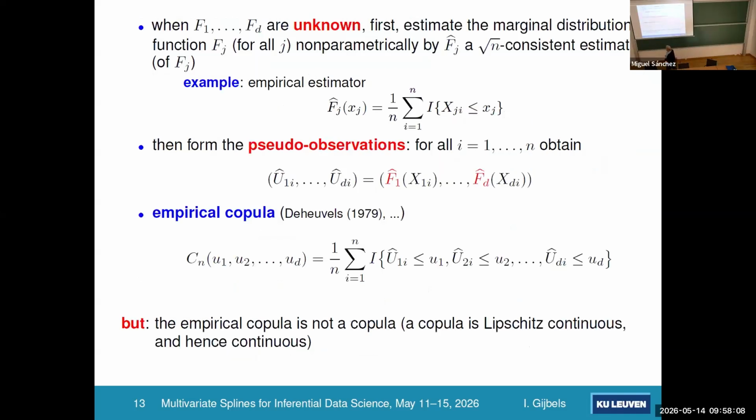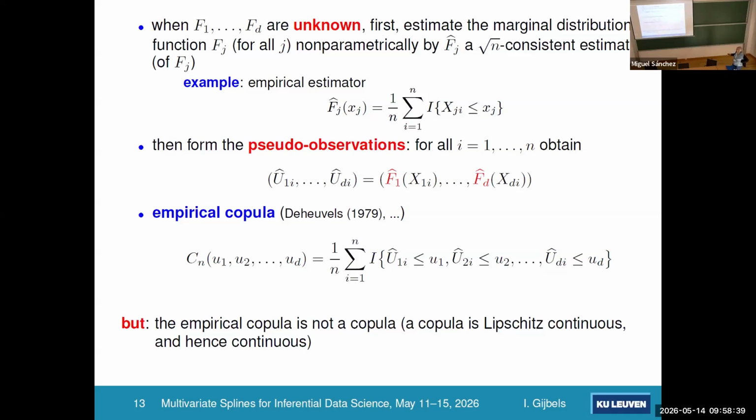What is realistic is that I don't know these marginals at all. But that's not a problem because I can estimate them non-parametrically. How am I estimating Fj, which is the cumulative distribution function, or the distribution function in short, of xj? Well, you take all the observations that you have in xj and you build a uniform estimator for that. So you take the empirical estimator, which I denote by a hat.